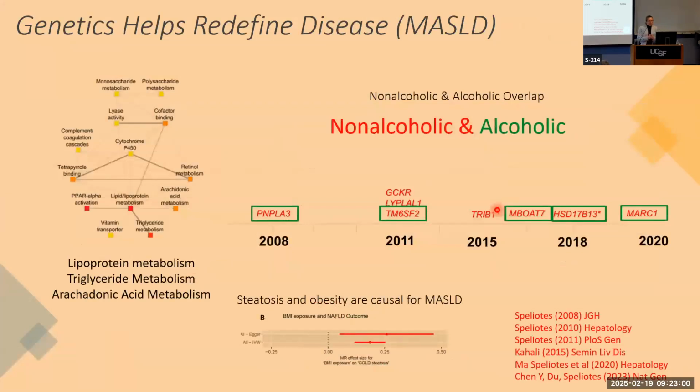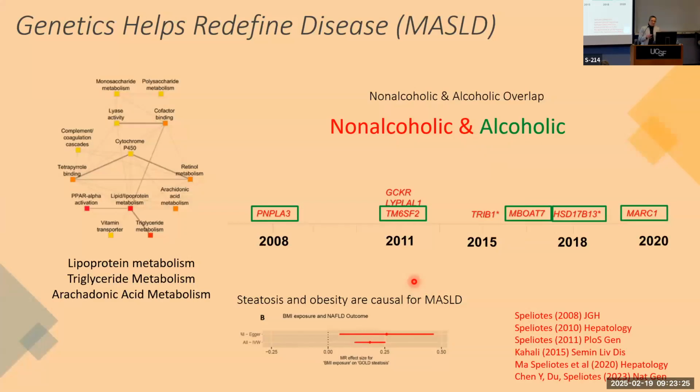So the other thing that genetics showed us is, as I told you, that the biology is probably more in lipoprotein, triglyceride, and arachidonic metabolism. What I didn't show you that we and others have shown is that a lot of the hits that we're getting for non-alcoholic overlap with alcoholic liver disease, and also that a Mendelian randomization of steatosis really does lead to more advanced liver disease.